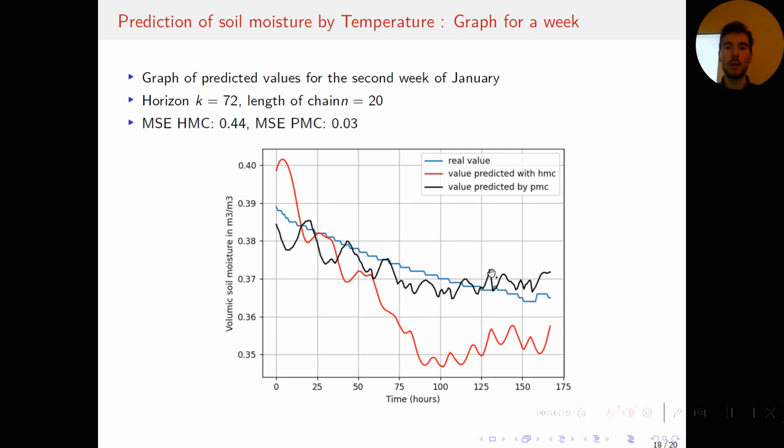And for the second week of January, I present the prediction of the soil moisture at an horizon of 72 hours, so 3 days. In this case, we can see that clearly the PMC is better than HMC to predict the soil moisture.